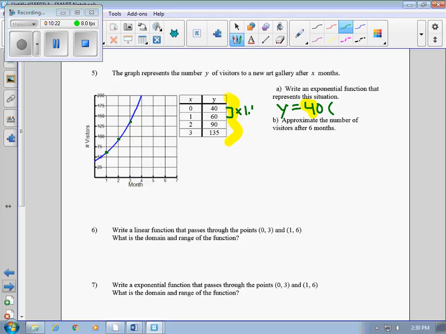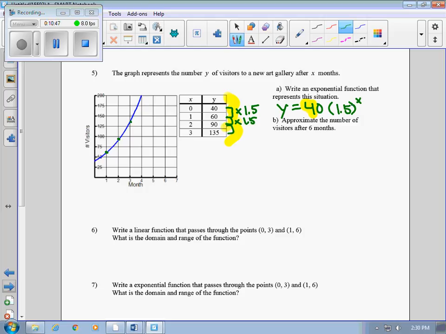We just did that with our table. We were noticing if there were increases in things. So it's times 1.5 there. 60 times 1.5 should give you 90, and you just keep going through. So it's an increase of times 1.5, and we put that in there, times 1.5. And the x is the number of months.